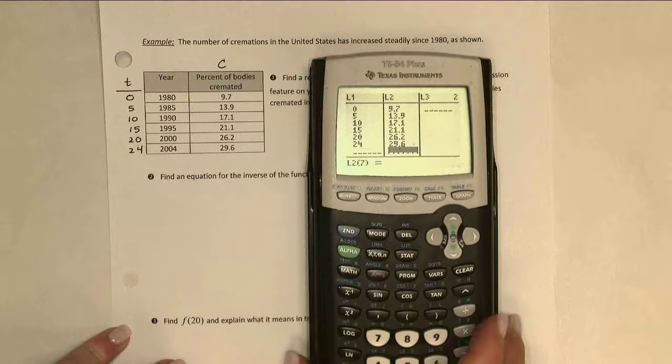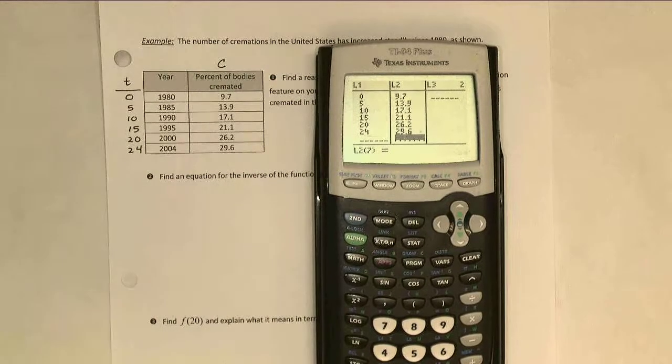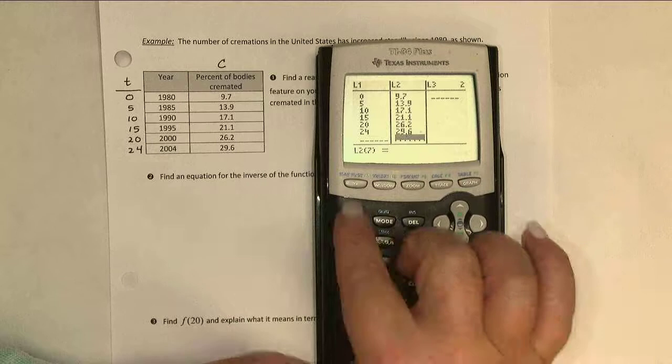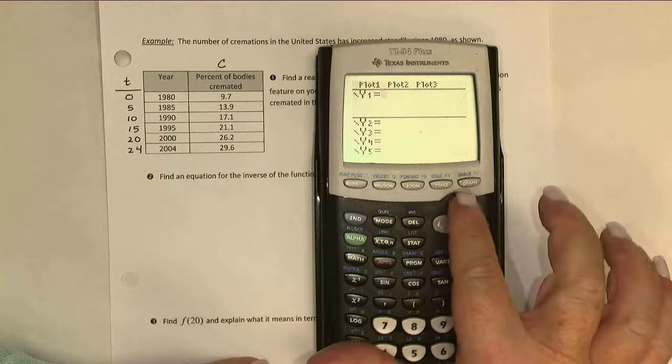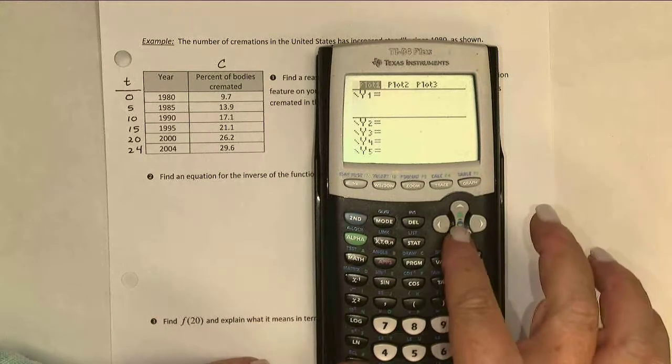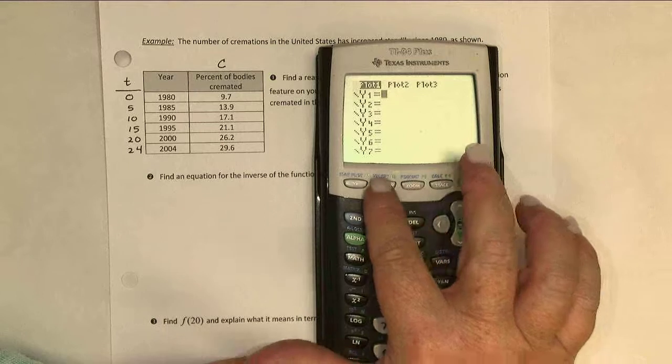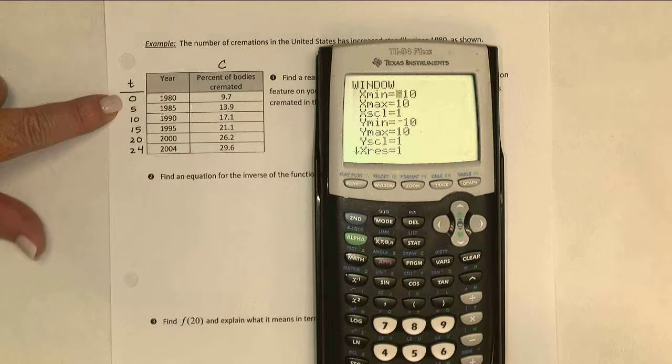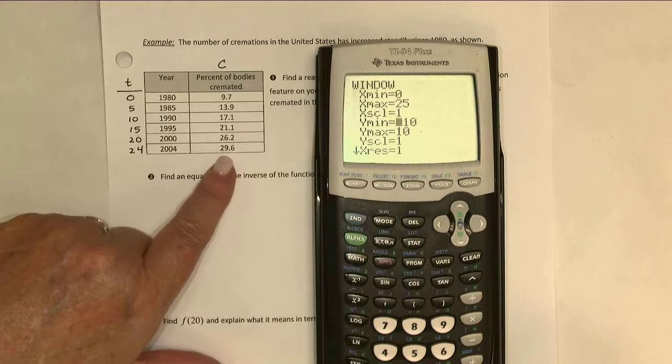Right now, I don't necessarily know what kind of function is the best function to model that, so I probably want to go ahead and look at a graph to decide. Let me get my equation out of there and turn the plot on. My inputs, maybe from 0 to 25, and my outputs, maybe 0 to 30.